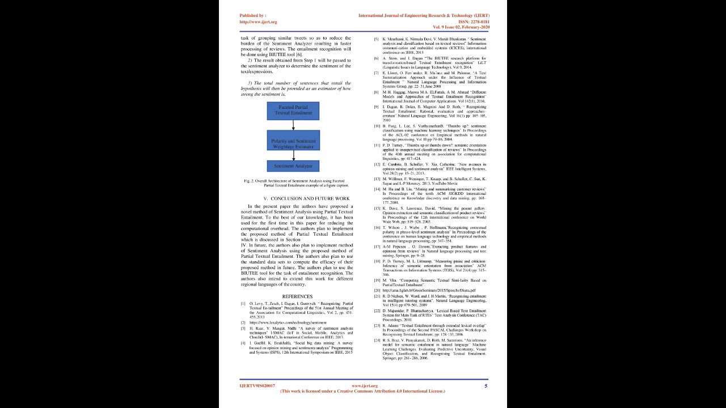In addition, the number of text inputs relating to a sentiment will determine how strongly people agree or disagree to a topic. The next section discusses the flow of work, i.e. an overall architecture of sentiment analysis using partial textual entailment. B. Developing a method for sentiment analysis using partial textual entailment. 1. Recognizing new models or methods for partial textual entailment. 2. The result obtained from step 1 will be passed to the sentiment analyzer to determine the sentiment of the text/expressions. 3. The total number of sentences that entail the hypothesis will then be provided as an estimator of how strong the sentiment is. The authors discuss the overall framework for sentiment analysis using PTE below.